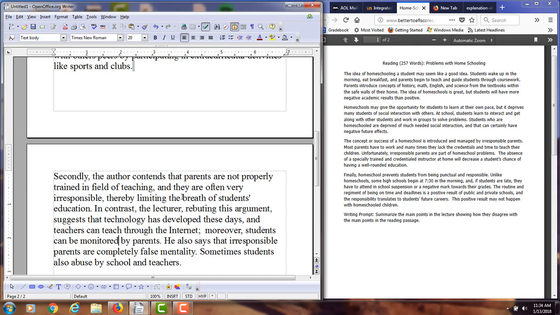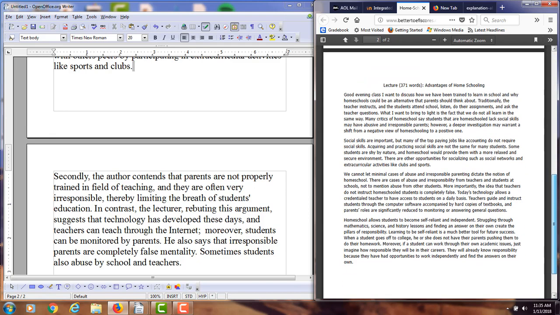Be careful of your passive voice here. You have can and then you have be. Whenever using be, when you're using passive voice, you have to use the be verb plus the past participle. So passive voice. I'm going to write that down. We'll talk about that later. He also says that irresponsible parents are completely a false mentality.